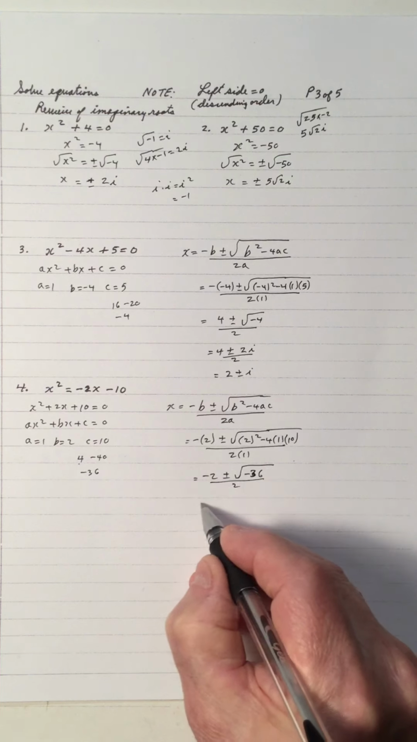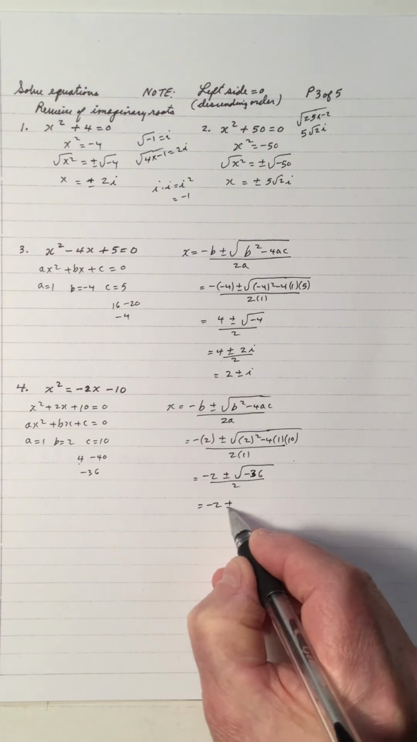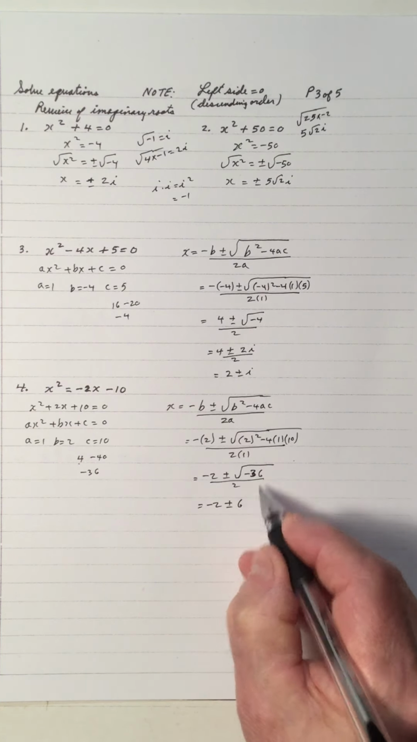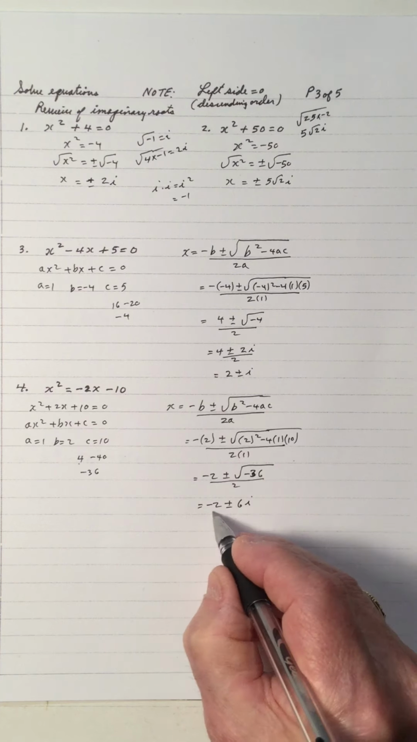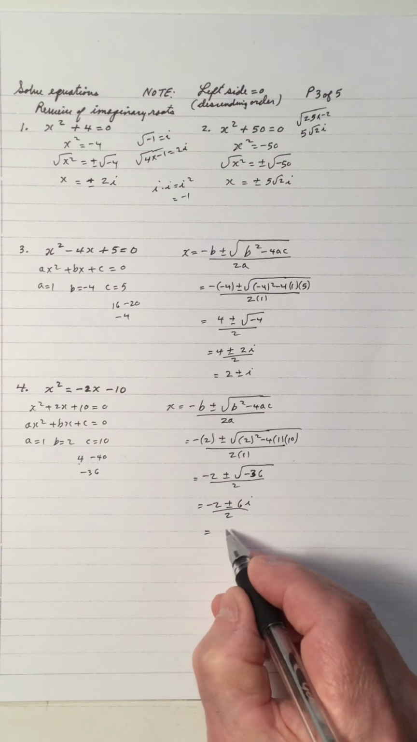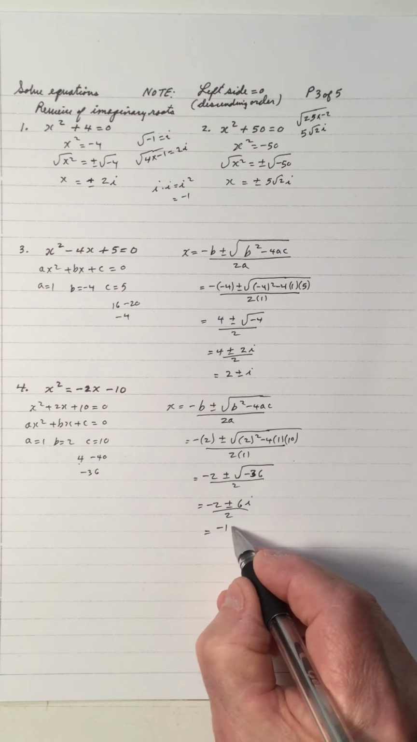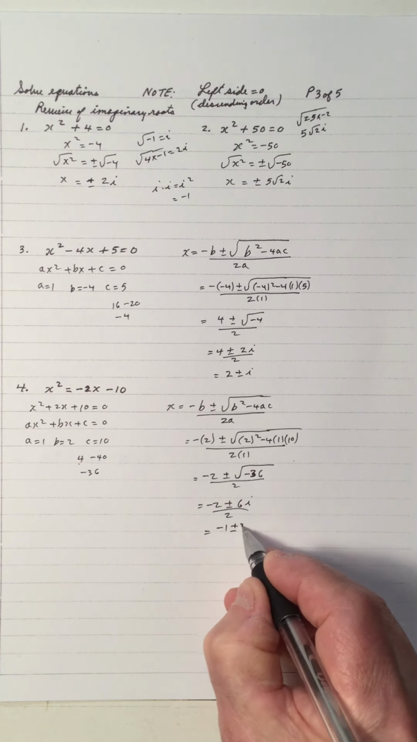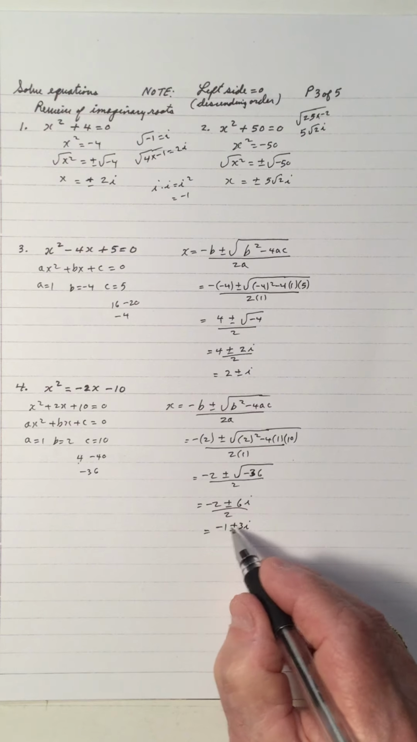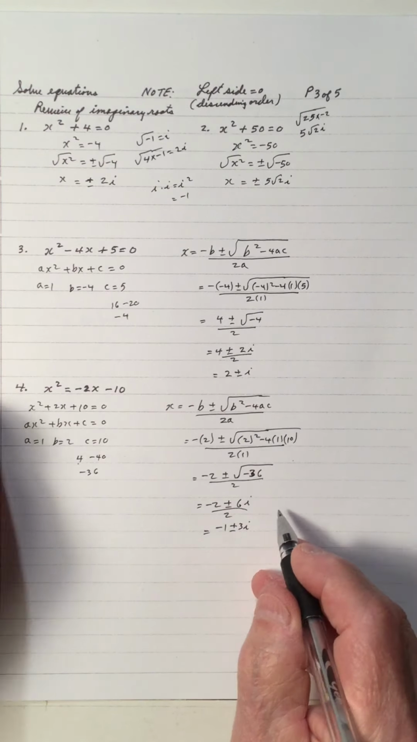All over 2. So that's negative 2 plus or minus. Square root of 36 is 6. Because it's negative, we have an i. And we divide by 2. So negative 2 divided by 2 is negative 1. 6i divided by 2 is plus or minus 3i. So we get negative 1 plus 3i, negative 1 minus 3i.